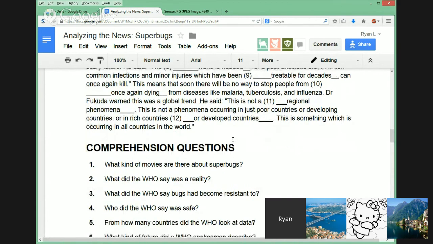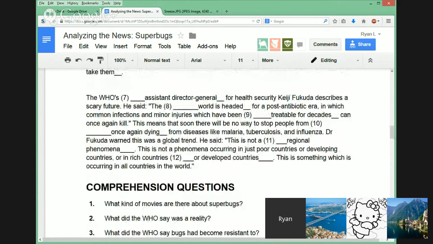Teacher, I have a question now. Here, he said that this is not a phenomenon occurring in just poor countries or developing countries or rich countries. And after that, he said or developed countries. What's the difference between developing countries and developed countries? The same meaning or is there a little difference?